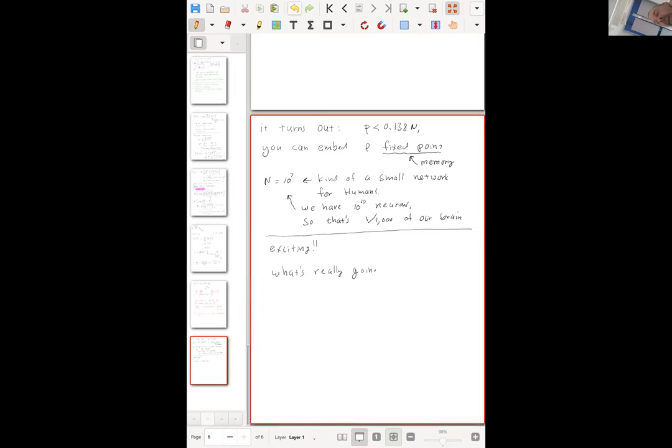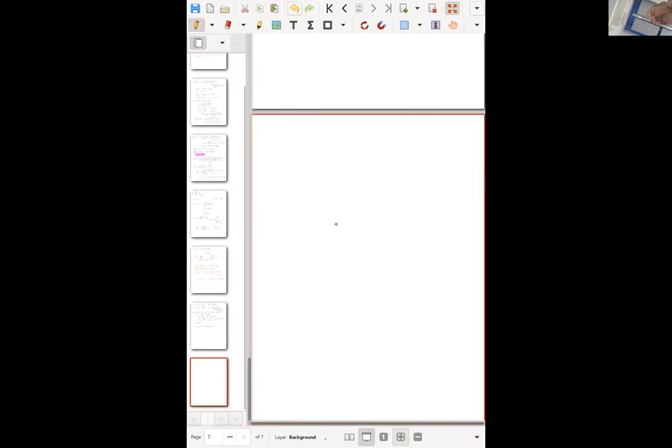So I just did a bunch of math. Is there some intuitive picture we can look at that will give us an idea of what all this means? And there is. So let's go to the next page. We're going to think of this as our network of neurons.